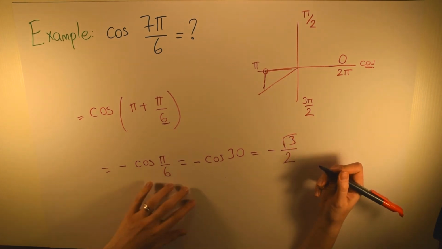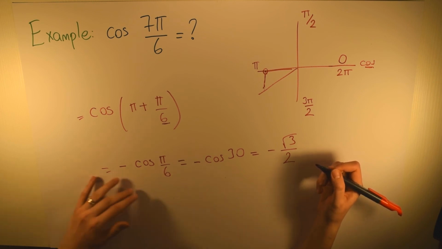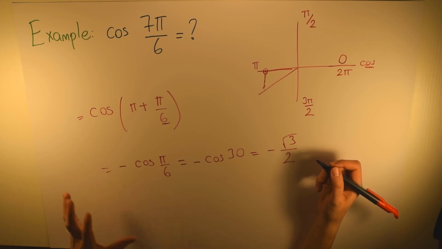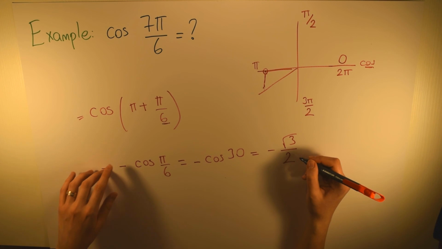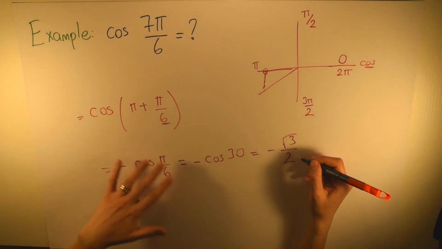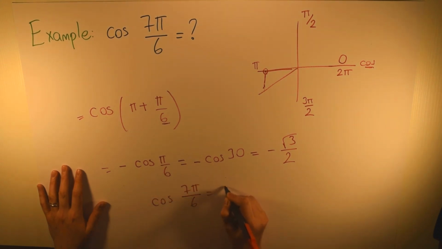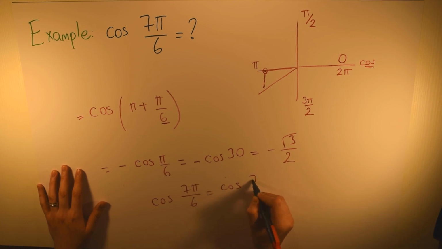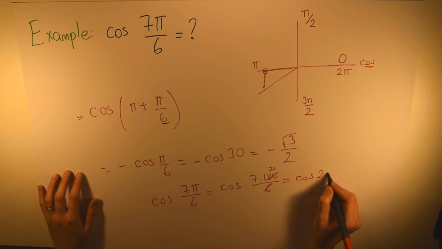This is the first method, but of course there's an easier way, and I would recommend that you do that. Instead of p, just write 180 degrees. So cosine 7p over 6 is equal to cosine 7 times 180 over 6. From here, this is 30, so it is cosine 210.